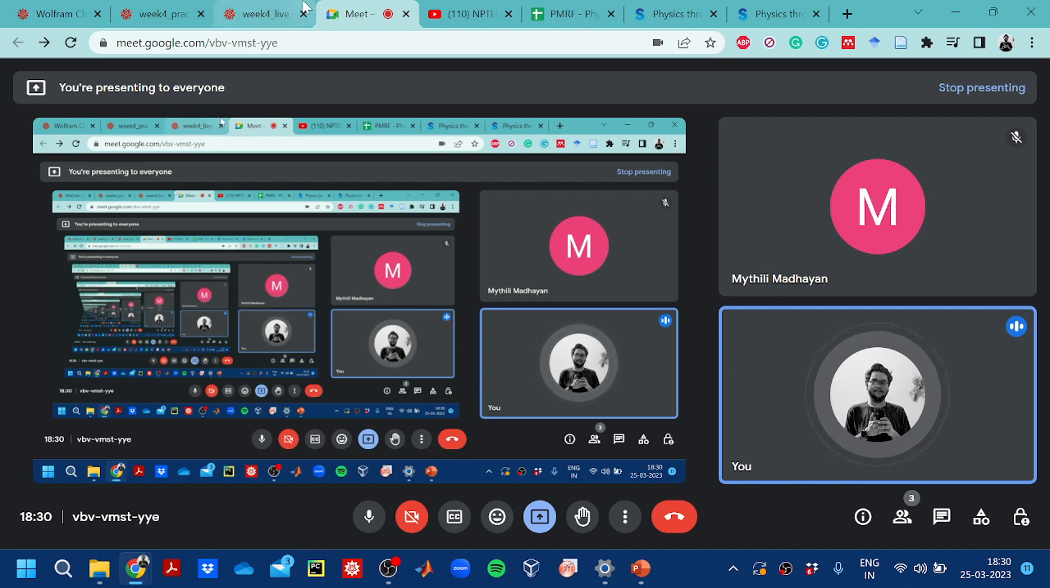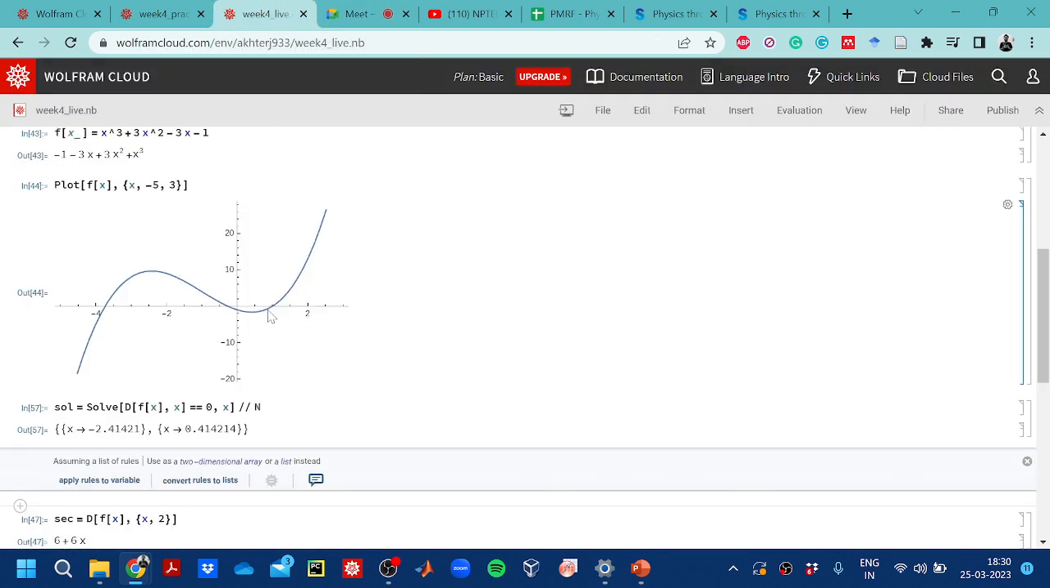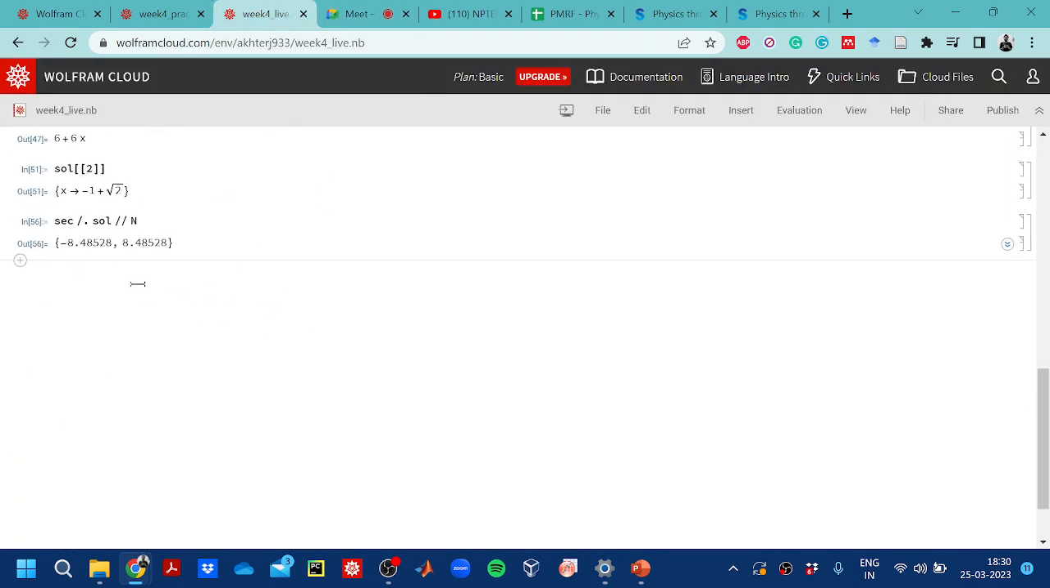So if not, then you can proceed. So this is about this derivative function. Now in a similar way, we can also integrate any function.